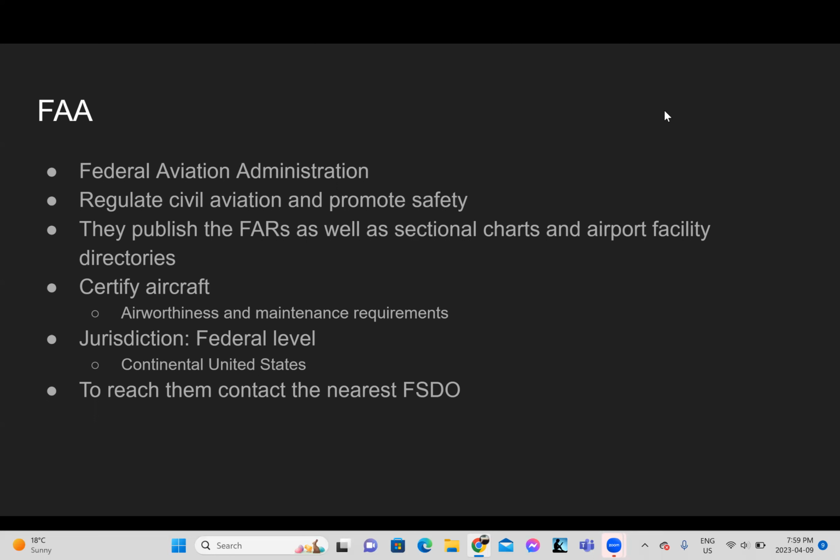Another thing they do is certify aircraft. So when a manufacturer designs a new aircraft, the FAA will issue them a type certificate data sheet.